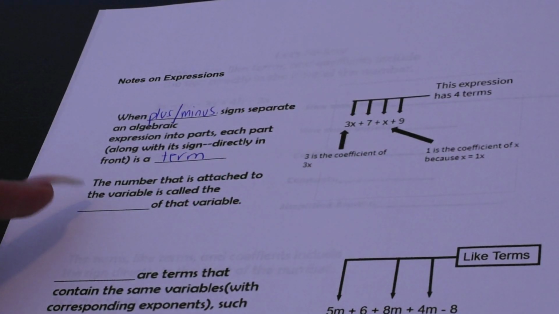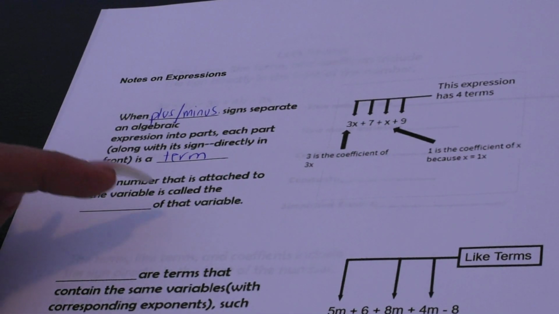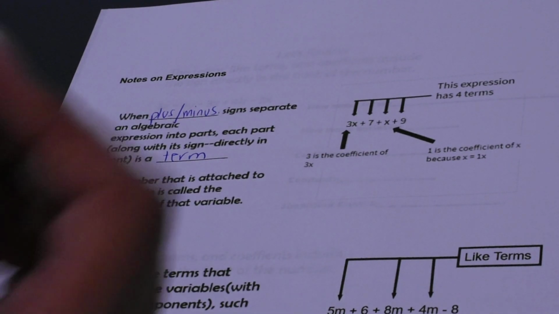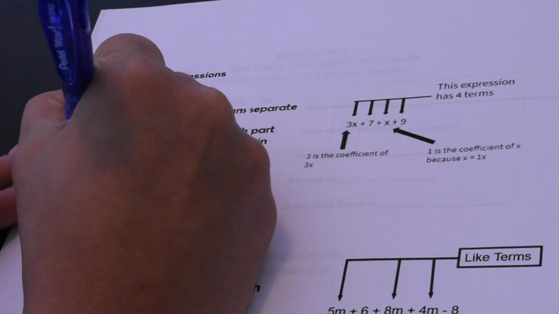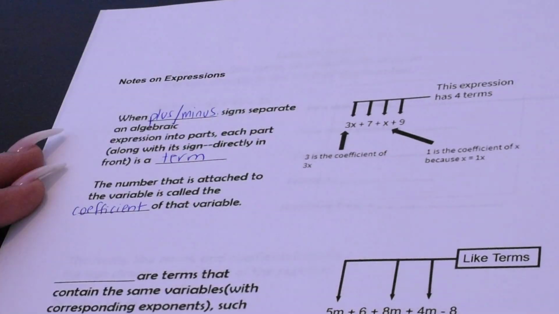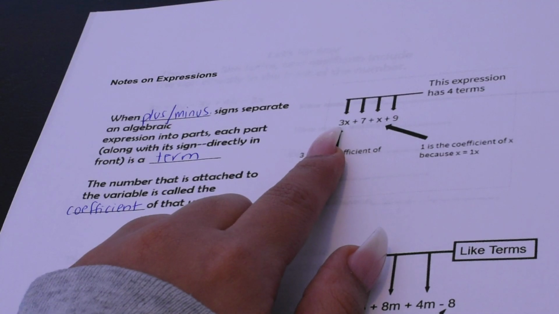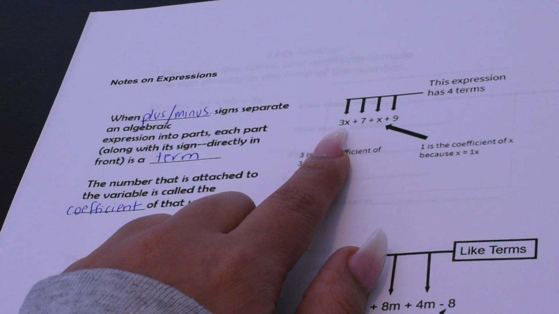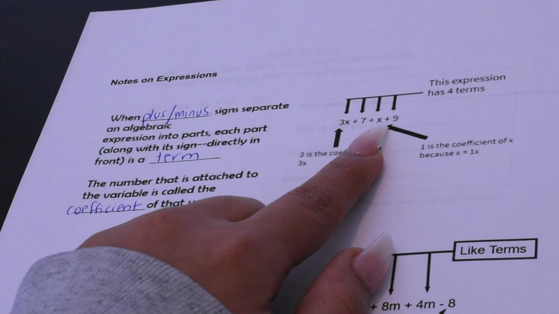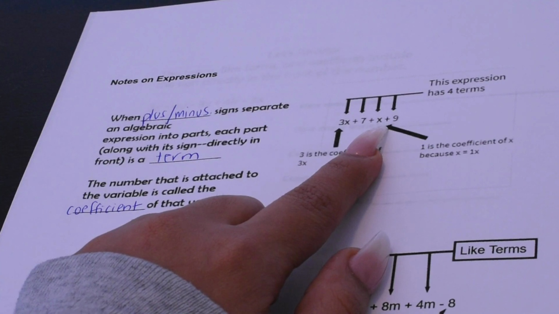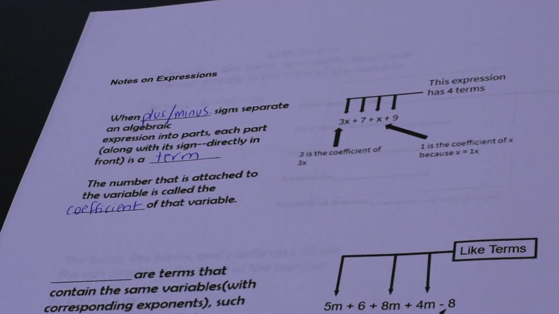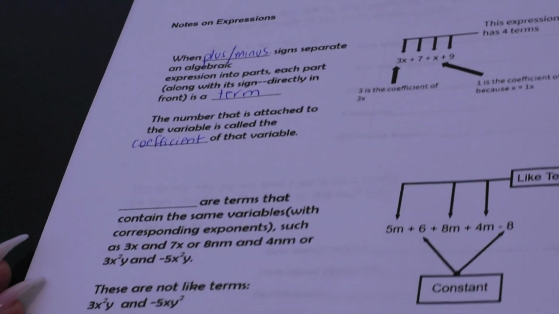All right? The number that is attached to the variable is called the coefficient of that variable. So if you look at a variable, so x, it's this 3x, this x, its coefficient is 3. Here for x, the coefficient is 1. Like I said, if there's nothing in front of it, assume it's 1. All right? Now down to the next notes.